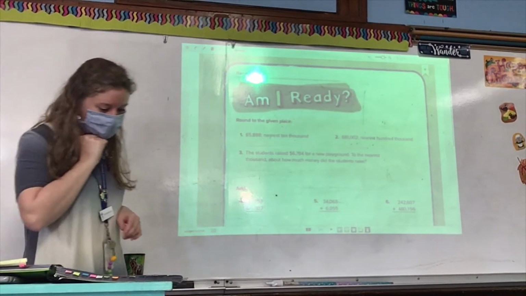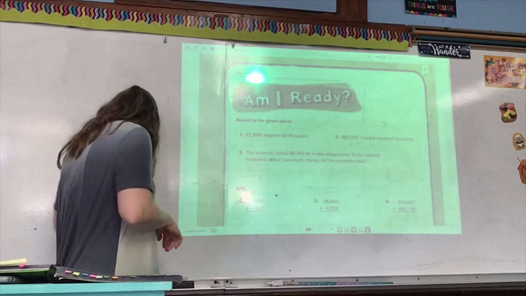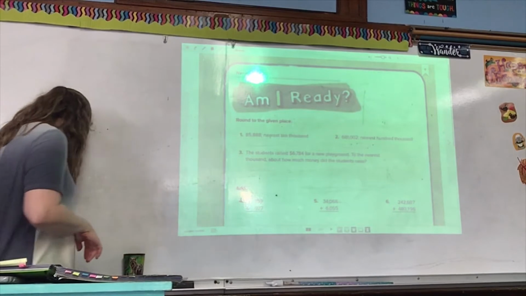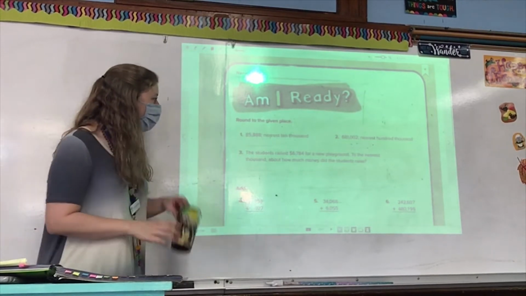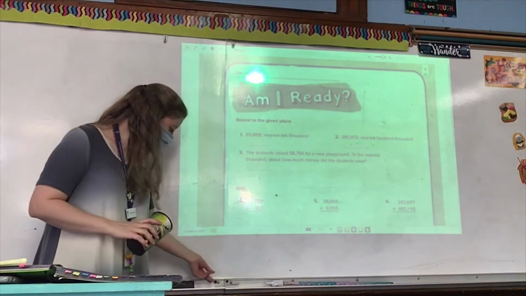Okay, so everybody should be looking at page 273. Okay, the directions say round to the given place.